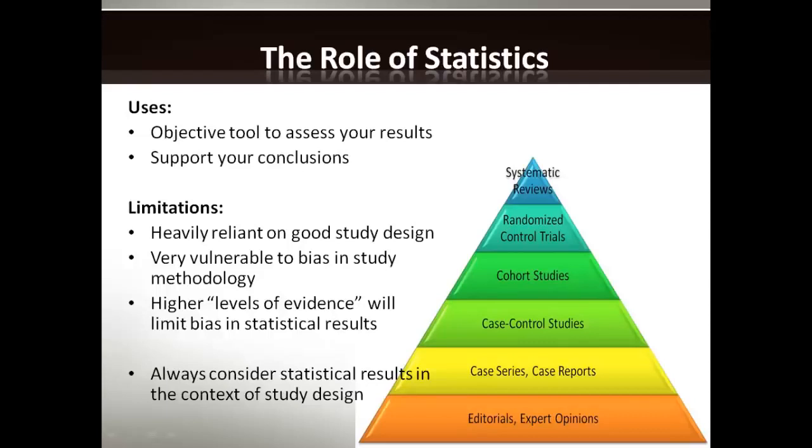To illustrate this further, on the right I have the levels of evidence pyramid, with the top of the pyramid being systematic reviews and randomized control trials. These are the top of the pyramid because based on their study design, they limit bias more so than the lower studies. Cohort studies and case control studies, although very powerful, are more prone to bias. Therefore, it's very important to always consider the statistical results in the context of a study design, because if the study is a higher level of evidence, the statistical result, and the conclusion that can be drawn, is more reliable.